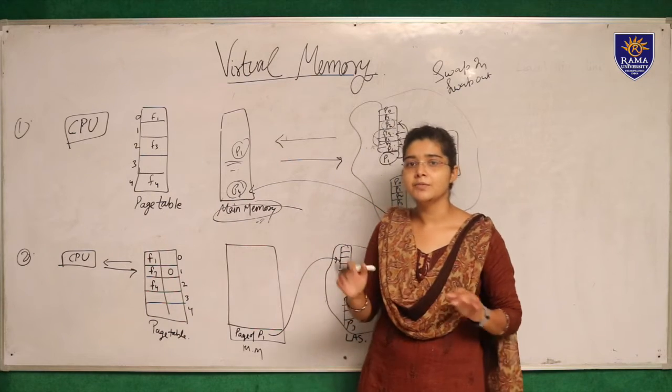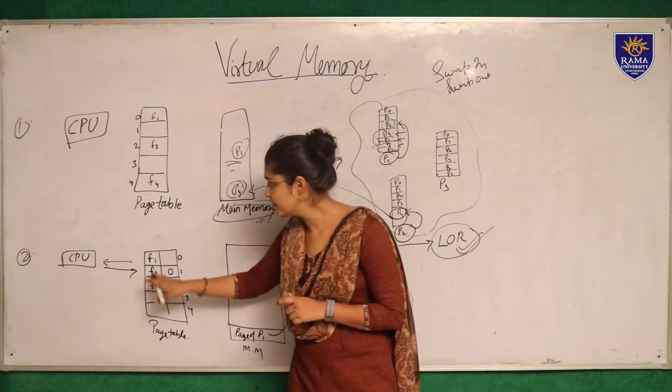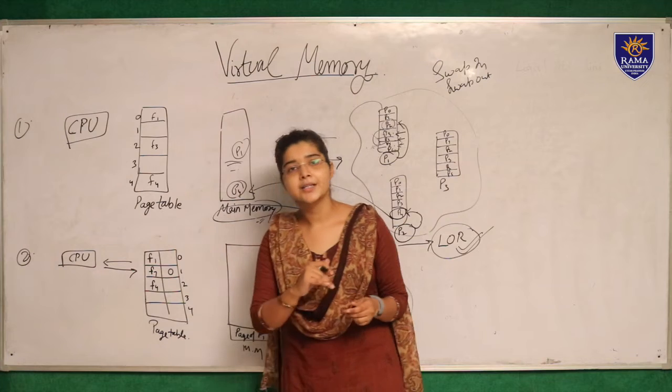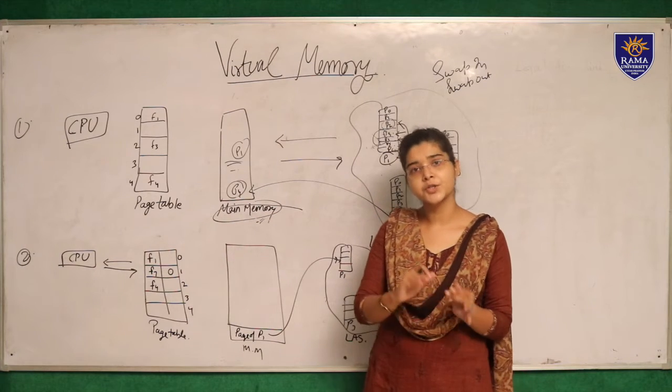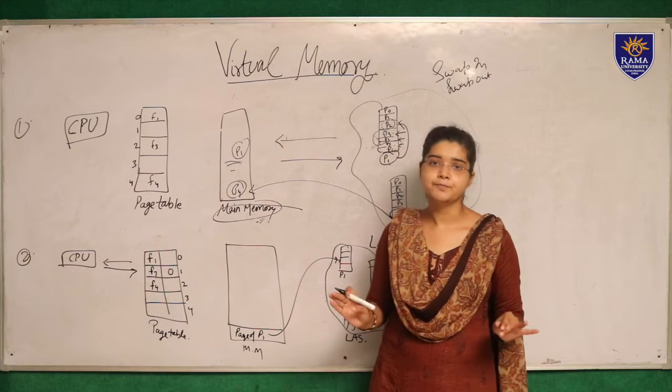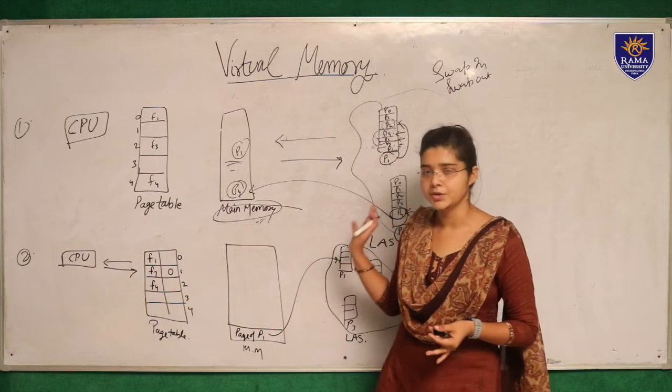In the page table it will get it, so that is not a problem. In the page table we get frame number 1, which means we are getting page 1 of process P1. So it's not a problem. That is just simple terminology.